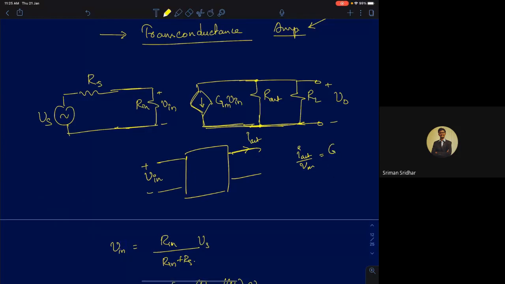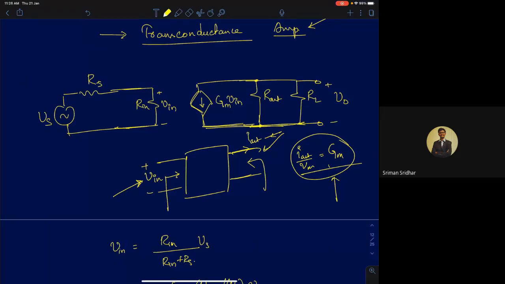Okay, so you know the difference between conductance versus transconductance. In transconductance, you apply input at one terminal and measure current at some other terminal. Then we say the transferred conductance is the ratio of the current measured at the other terminal divided by the input voltage. So that's called transconductance.